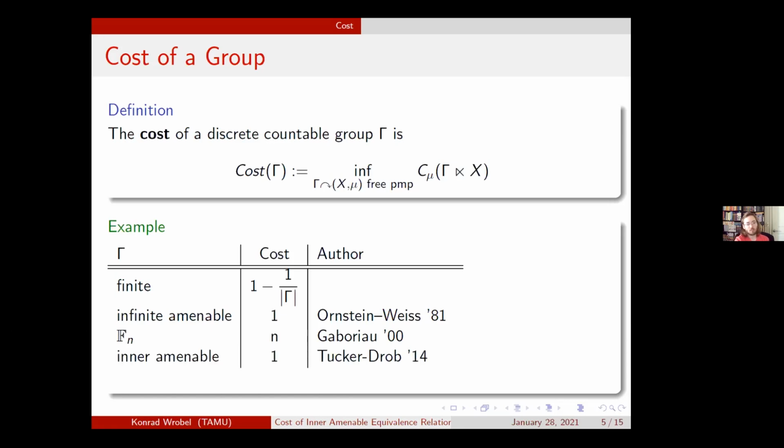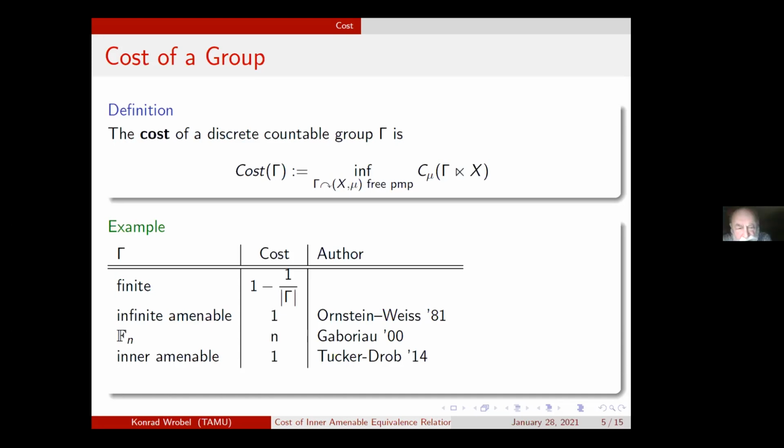More recently, Robin Tucker-Drob showed that inner amenable groups have cost 1, and he did this by studying the algebraic properties of these groups. So cost turns out to be monotone under various weak notions of normality, and he was able to find weakly normal subgroups of inner amenable groups that had very, very small cost.